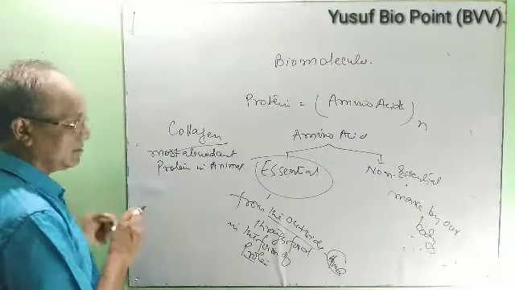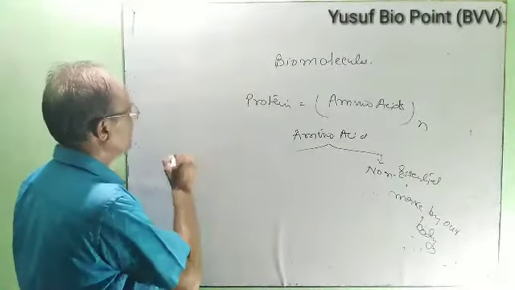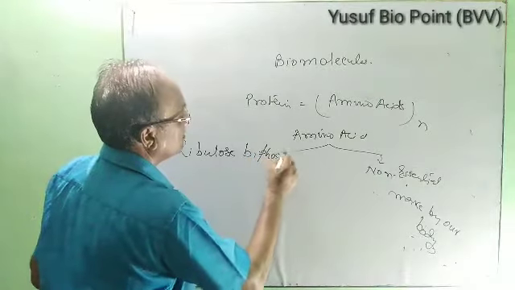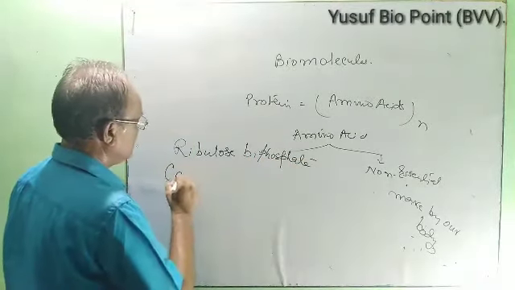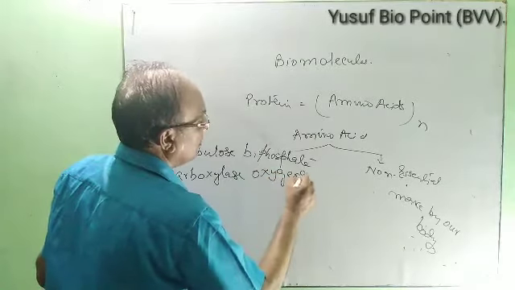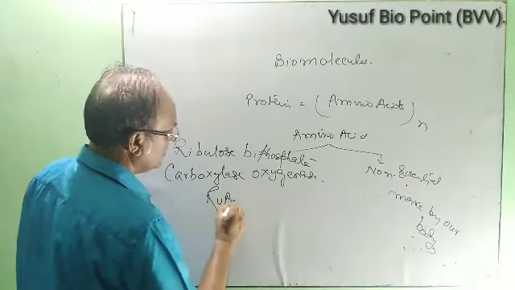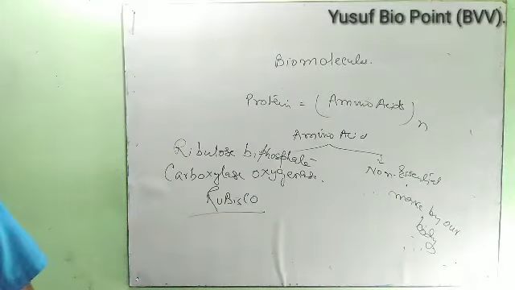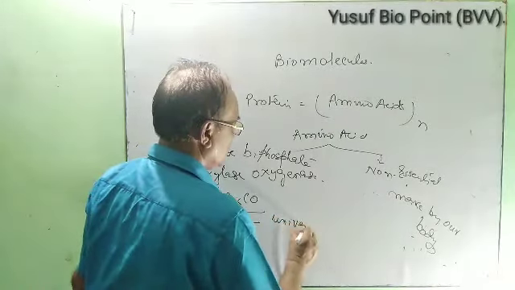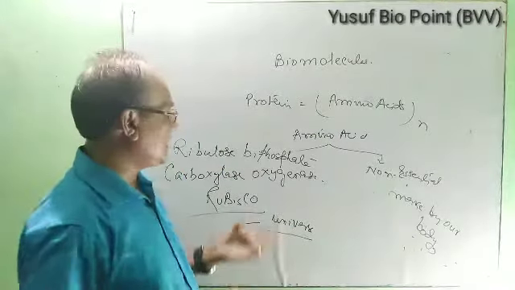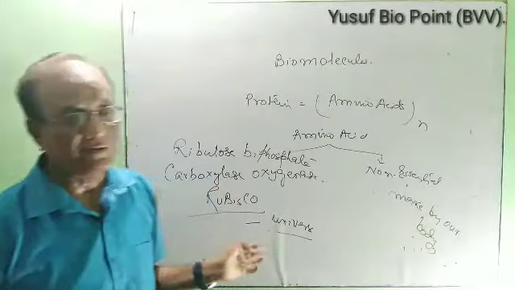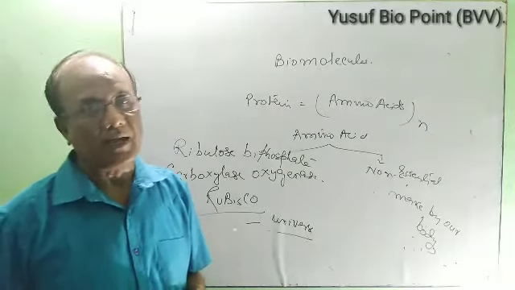And next, ribulose biphosphate carboxylase oxygenase, that is rubisco. It is one of the most abundant proteins found in the universe. Universe mein paaya jaane wala sabse adhik protein, that is ribulose biphosphate carboxylase oxygenase, that is rubisco. Ye sabse adhik matra mein brahmand mein paaya jata hai.